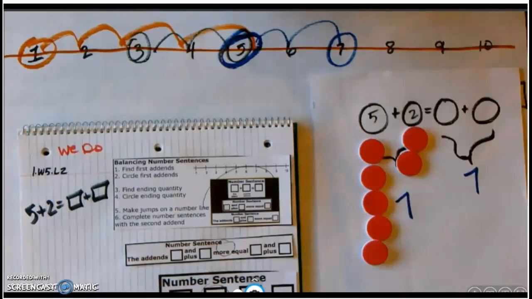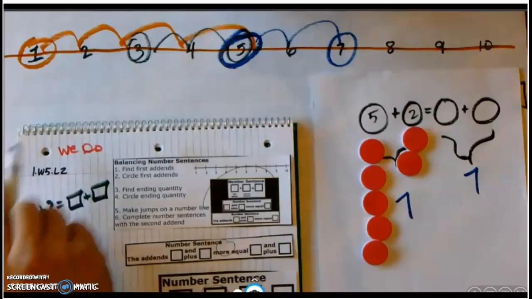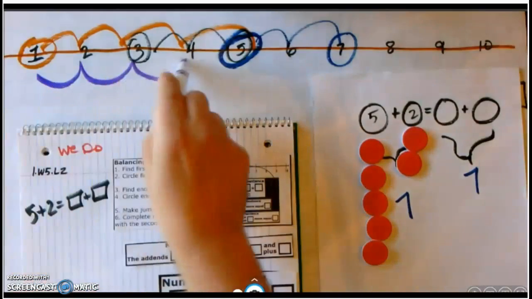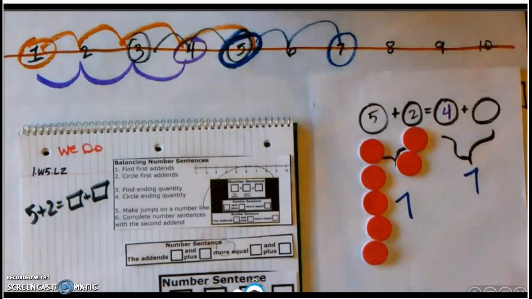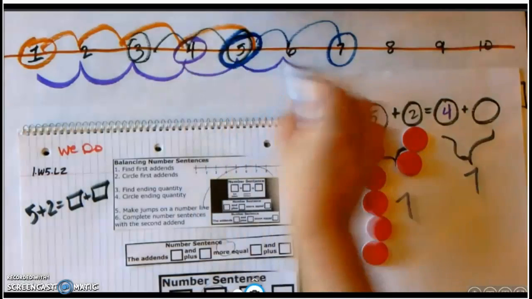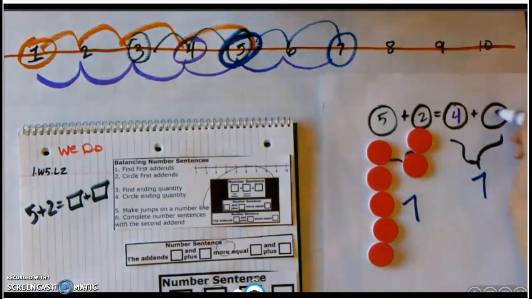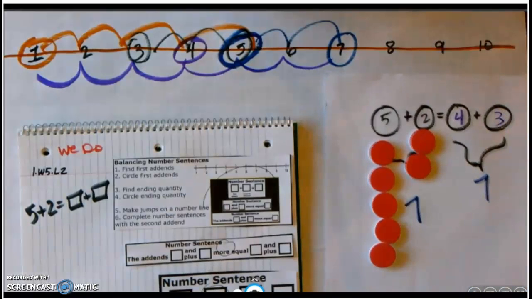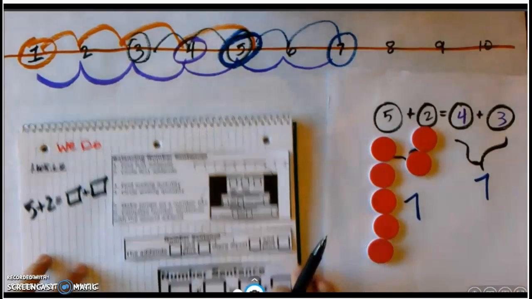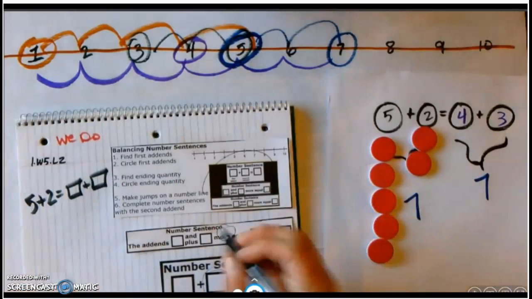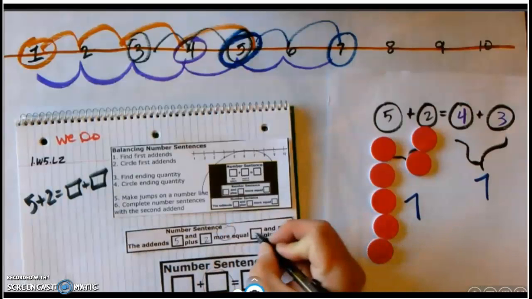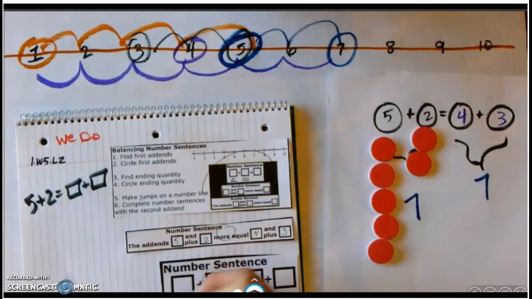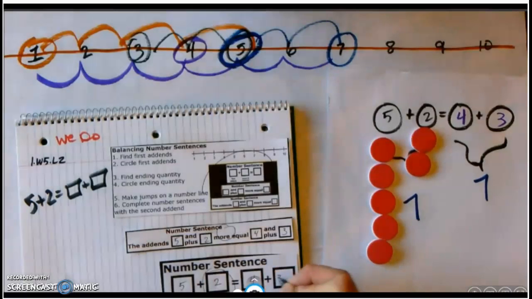So I need to get this. So let me do this. I want to start with the number 4. So if I say 4, then I can go ahead and say 1, 2, 3 more. That could be the answer. So then the way I would fill my paper out would be the add-ins 5 plus 2 more equal 4 plus 3. Or the first add-in of 5 and then the second add-in of 2 equal 4 plus 3.